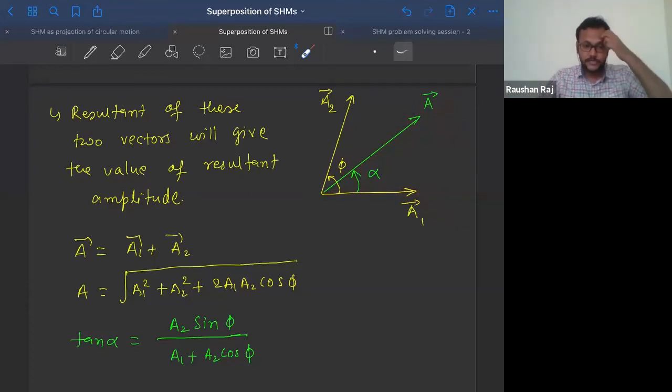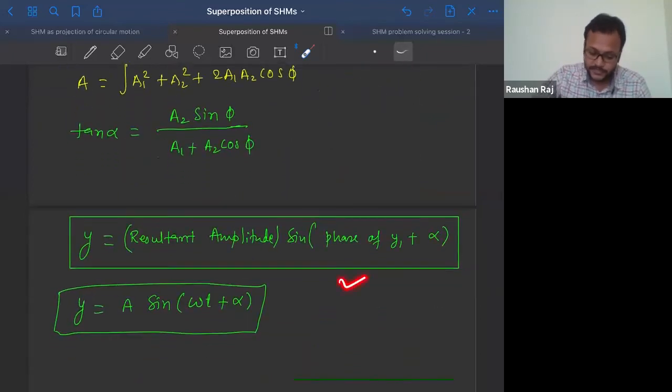Okay. Gaurav, please revise vectors. That is one of the basic formulas for the angle made by the resultant with any of the vectors. Okay, Gaurav. Chalo. So please do remember this.